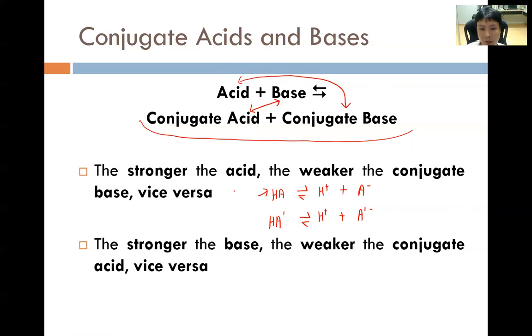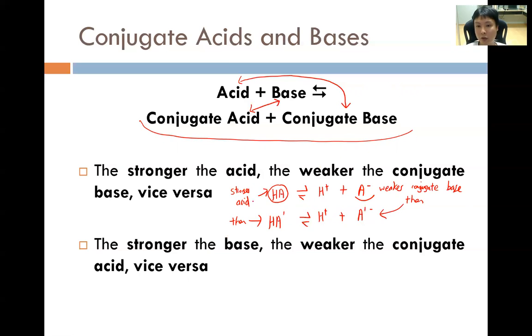So if HA was a stronger acid than HA', then it must be true that A- is a weaker conjugate base. You need to understand that when we use the terms stronger and weaker, it's always a comparative term. So if this is a stronger acid, what acid is it stronger than? HA is a stronger acid as compared to HA'. If that is true, then A- must be a weaker conjugate base than A'-.